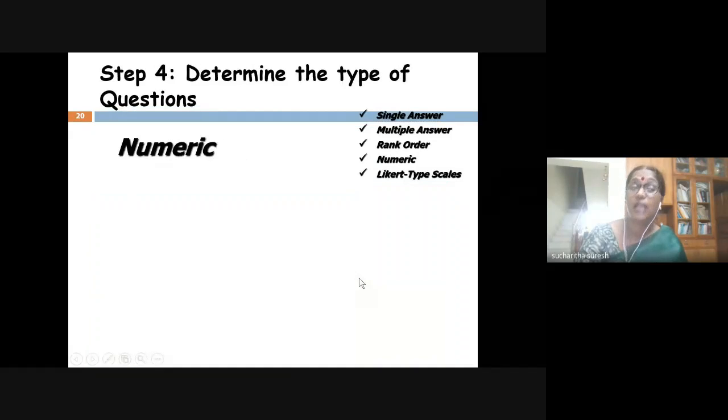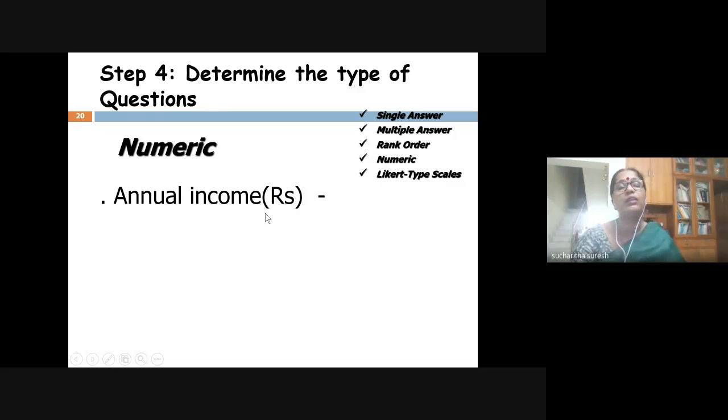Rank order is also very common in social science research. Next is numeric, where you ask them to fill in the answer, like annual income. They'll just write 20,000, 40,000, 60,000. Numeric you can also give, but otherwise, if you give the category only, it is better.